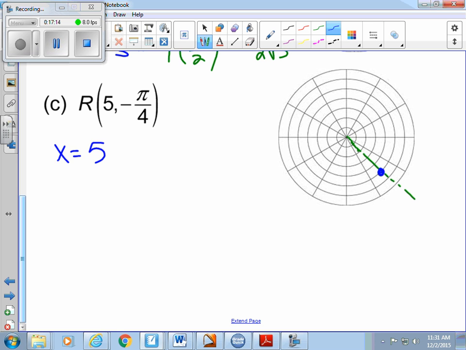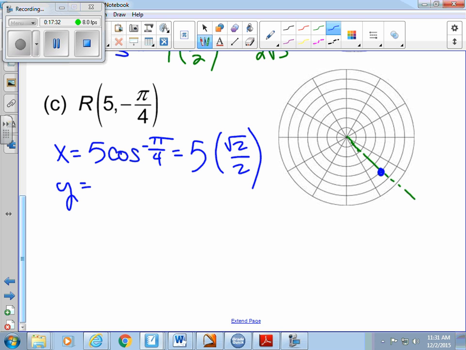X is 5 cosine of negative pi over 4. Cosine of negative pi over 4 is radical 2 over 2. Why is it positive? Because it's going over to the right. So 5 radical 2 over 2. And then y would be 5 radical 2 over 2.